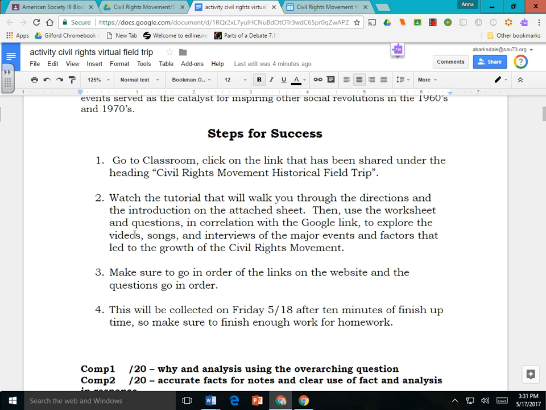It is due Friday. I will give 10 minutes of time on Friday to complete the task and after that I will collect it. If that is not enough time for you, make sure to get some work done for homework so that you're at a good place on Friday when we get back because we have a shorter class, don't forget. Okay, so here's how to do the task.